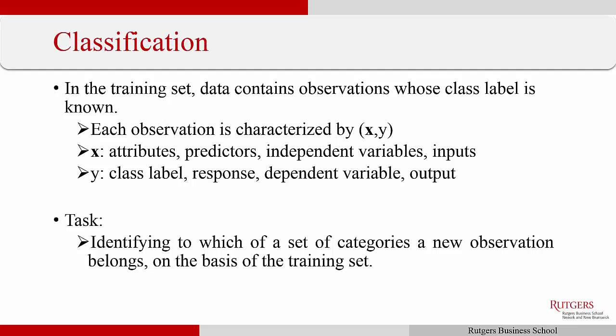And Y is a class label, and you can also call it response, dependent variable, and output. As in the example I mentioned, if your classification is about the customer, maybe the class label is whether they will buy the car or they do not buy the car. And the task of the classification is to identify which of a set of categories a new observation belongs to, on the basis of the training set.